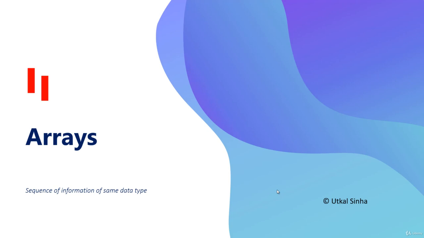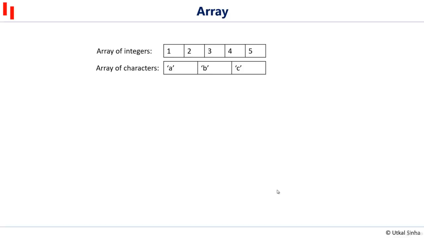Hello and welcome back. In this lesson, we will understand the array data structure. Let me start by directly showing you what an array data structure looks like. So this is how an array of integers and an array of characters look. An array is just a contiguous sequence of information of the same data type.